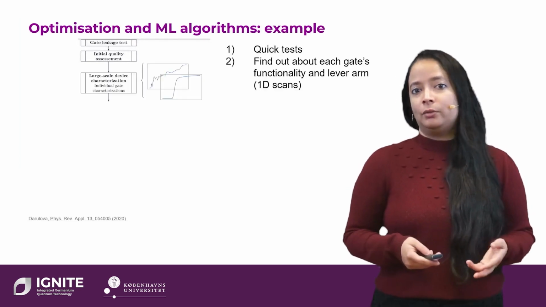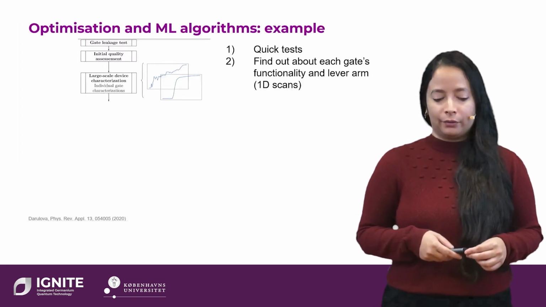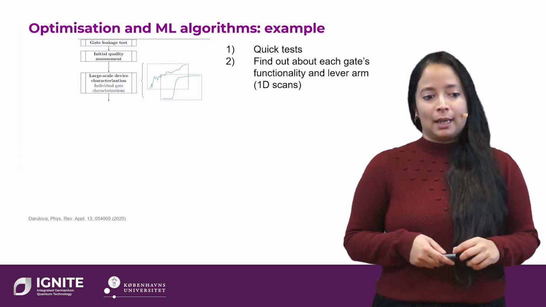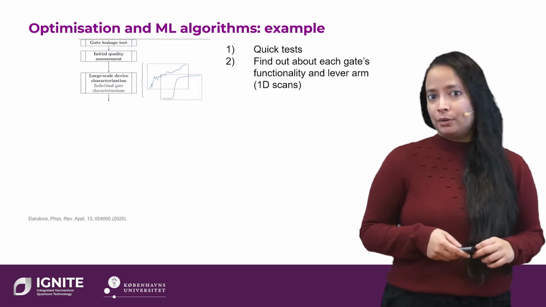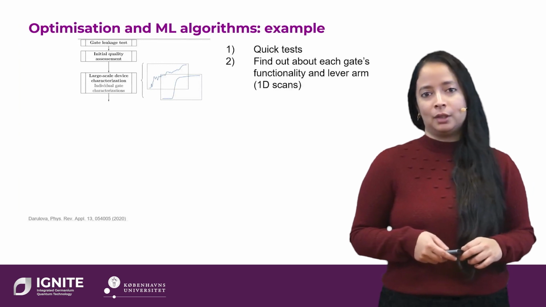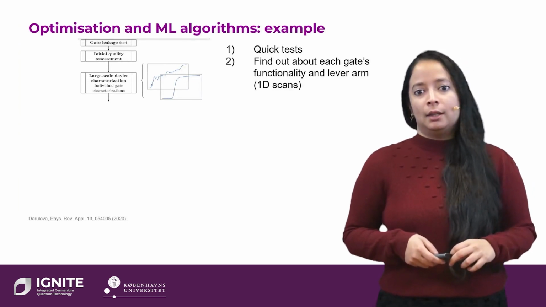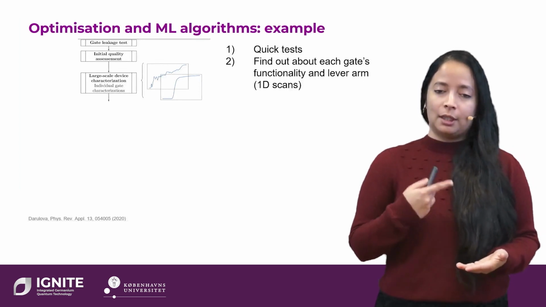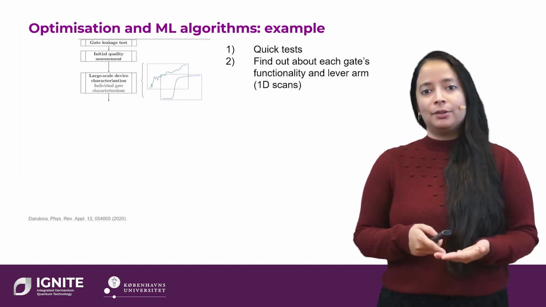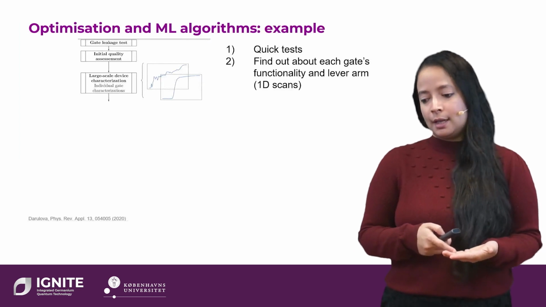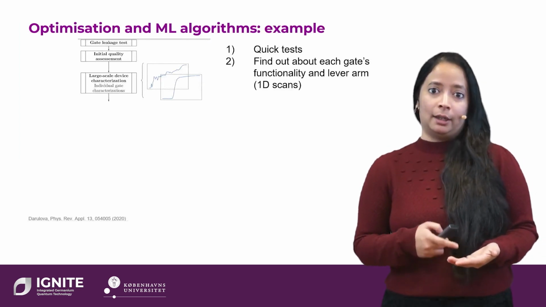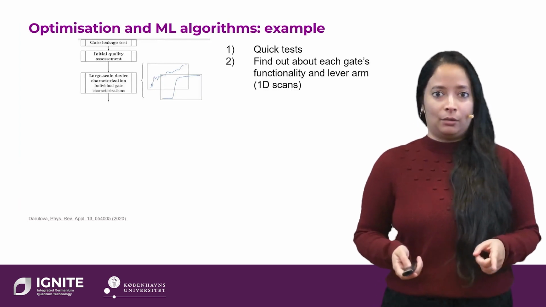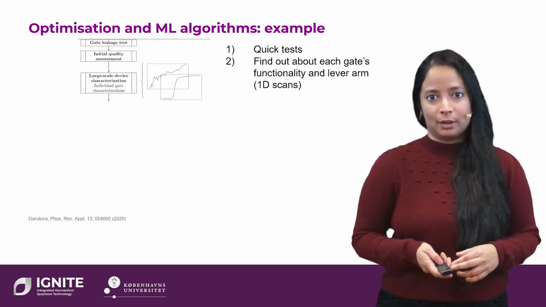The next thing you would do is start checking your gates. First of all, you would do 1D scans because these are relatively cheap to carry out and the data involved is easy to analyze and fit to. So if you do 1D scans of each gate, then you can find out about each gate's functionality and also something called the lever arm, which is how much of an effect it has on the quantum system if you move it by a fixed amount, let's say 100 millivolts or something.